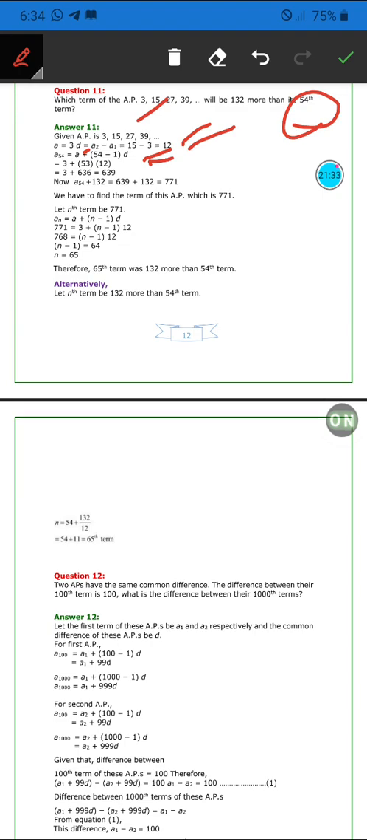It means the 54th term became 771. Okay, so next, which term? It means we have to find the n value. Using the same formula, an equals a plus n minus 1 into d. What is an here? 771 plus 132, A is 3, D is 12. What we have to find is n. So n becomes 65. So the 65th term is 132 more than the 54th term. Okay.